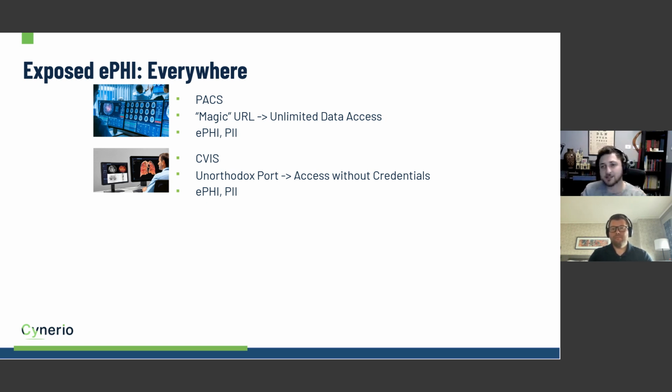Chad mentioned that PACS systems typically have to be globally accessible. With CVIS and these mid-level, mid-management information systems, I think a lot of people would be surprised at how easily accessible these are as well. They often have external web pages that can be accessed from the internet. And in this particular case, we were also able to find, actually via Google search, another hospital network that was exposing their CVIS with this unorthodox port to the world at large, right?